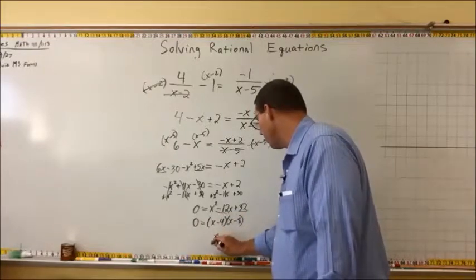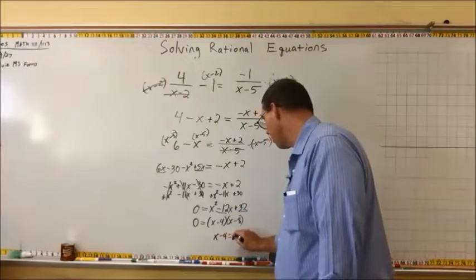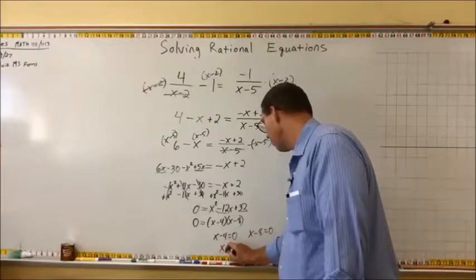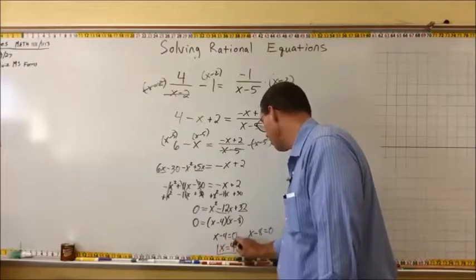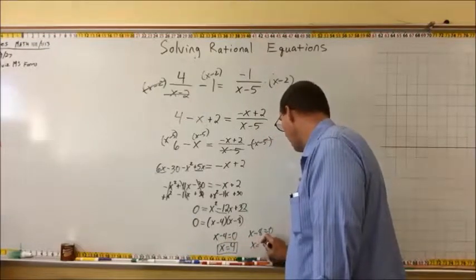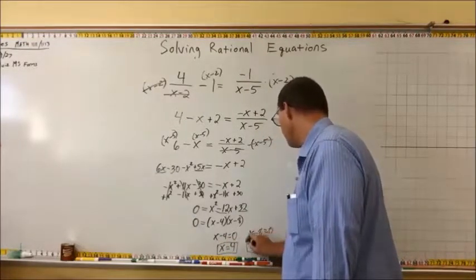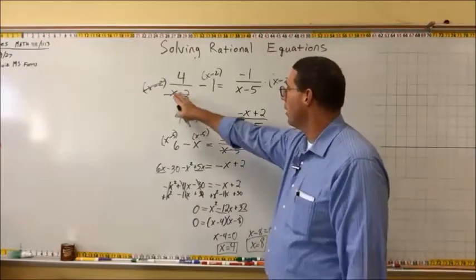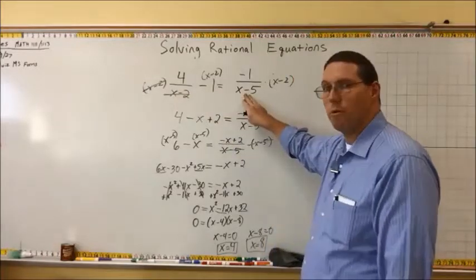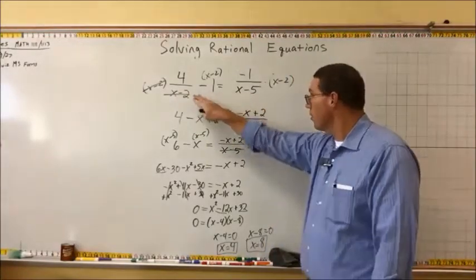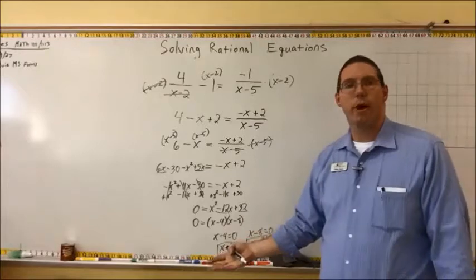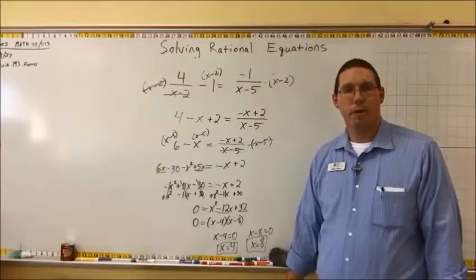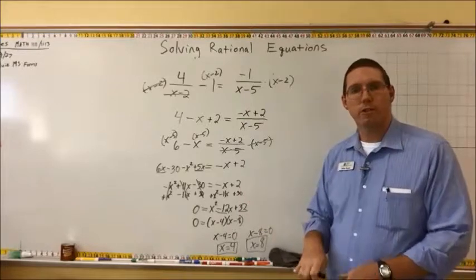Set each one of them equal to 0. x minus 4 equals 0. x minus 8 equals 0. And we have x equals 4 as one of our solutions, and x equals 8 as our other solution. And our domain restrictions are x cannot equal 2 and x cannot equal 5. Neither one of those numbers came up as our solution, so we don't have any extraneous solutions, and we're done. Okay? So that's our first one. Let's do another one in just a minute.